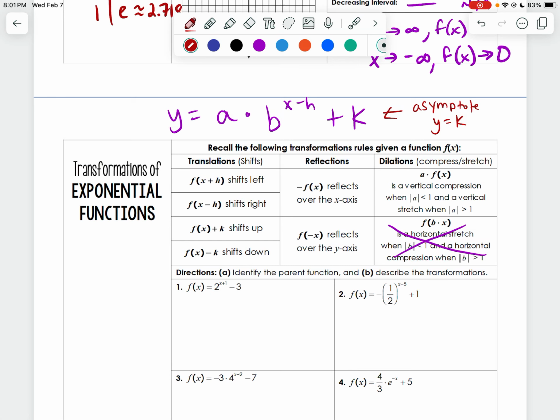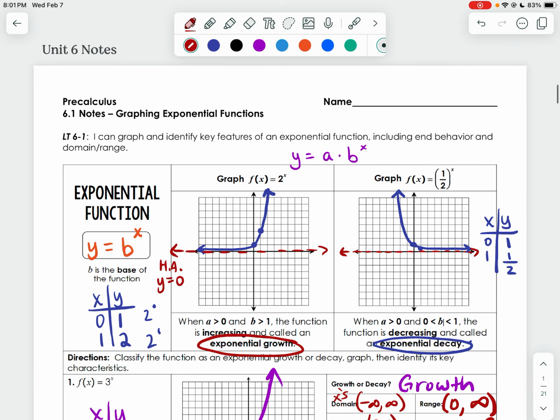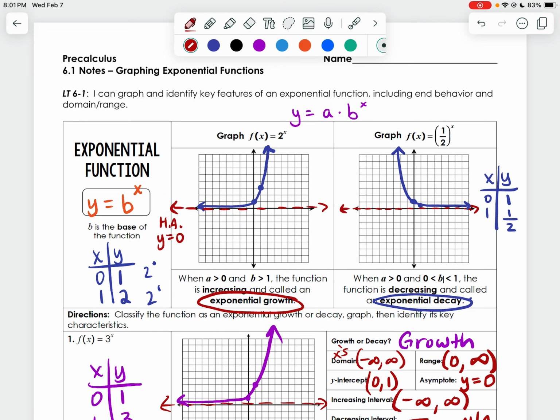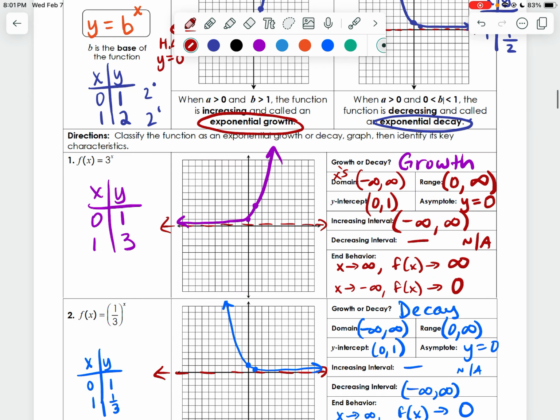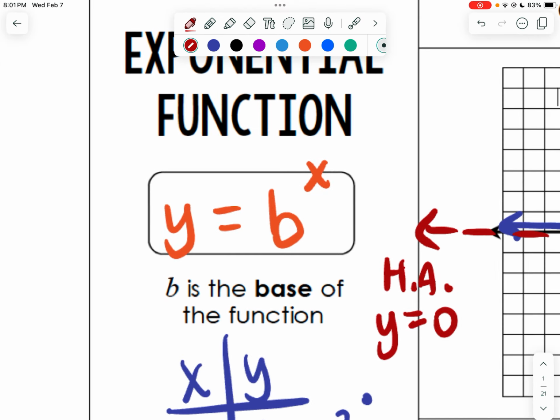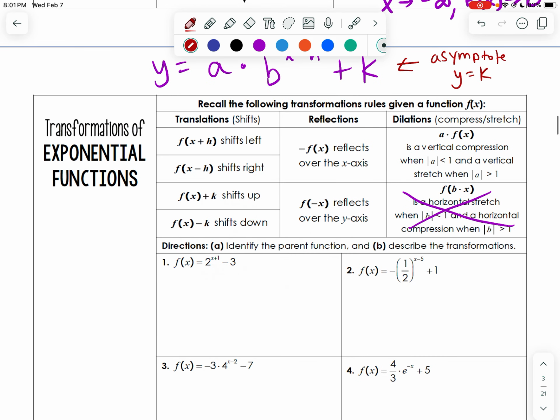All right, hello everybody. We're going to do day 2 of graphing exponential functions. So yesterday, I'm just going to scroll back to this real quick. We just talked about what exponential growth and decay looks like, did a couple basic graphs, really when they were just in this form, y equals some base to a power. So for today, we're going to start talking about transformations.